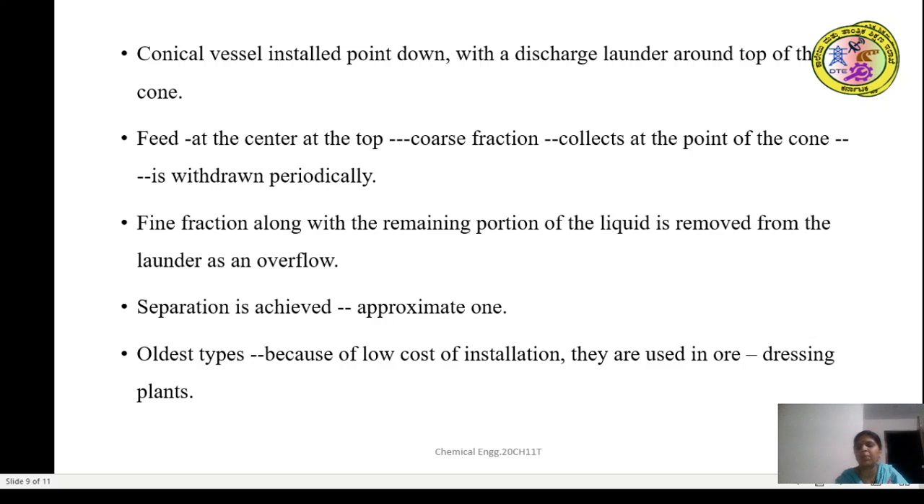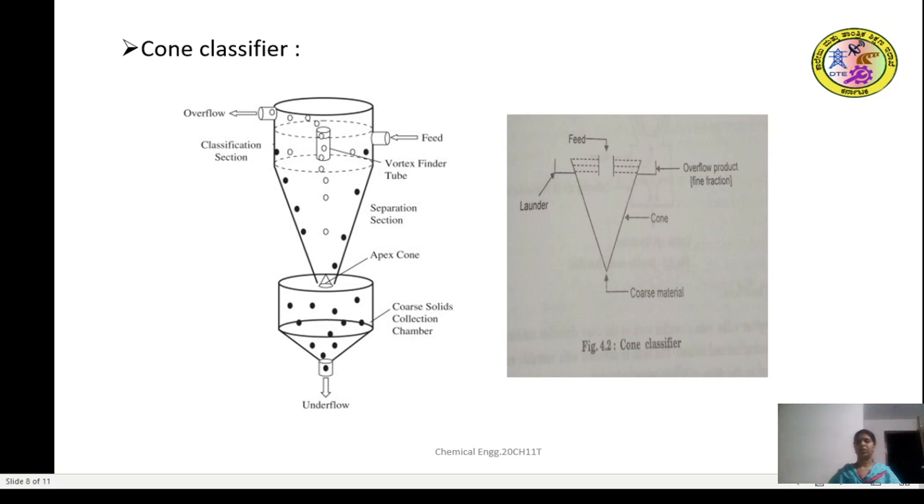So in this way, the separation is achieved with the use of a conical classifier. An exact separation cannot be expected, but it is an approximate one, and it is said to be one of the oldest types because of the low cost of installation. They are especially used in ore dressing plants, where the cone classifier is used.